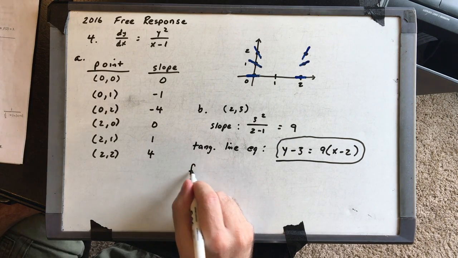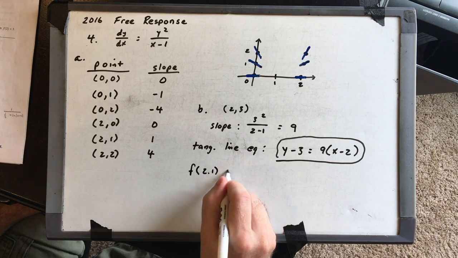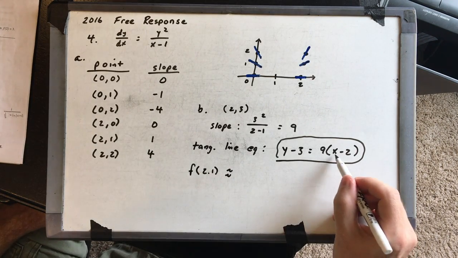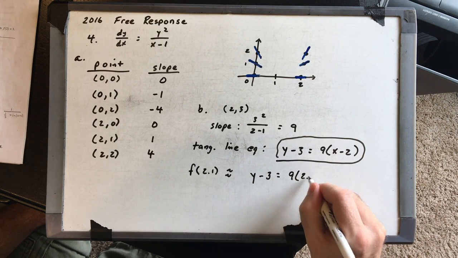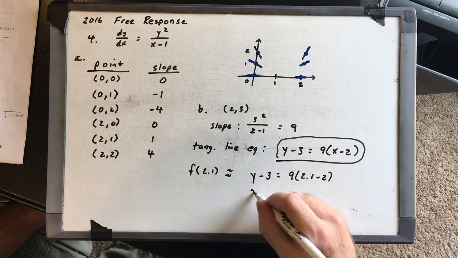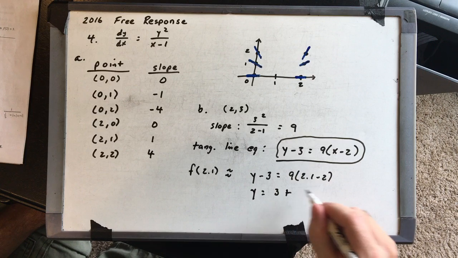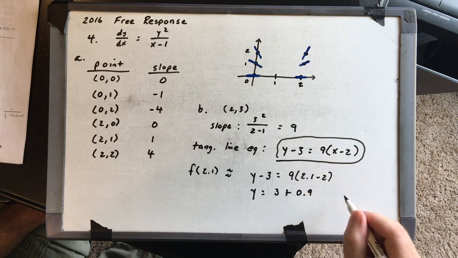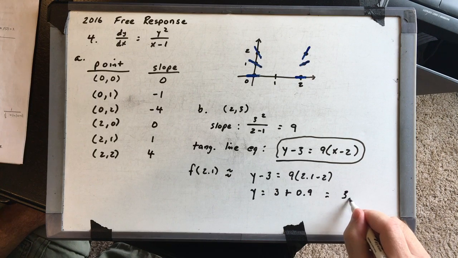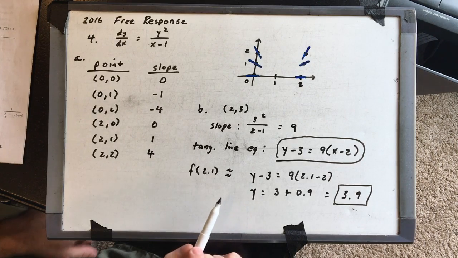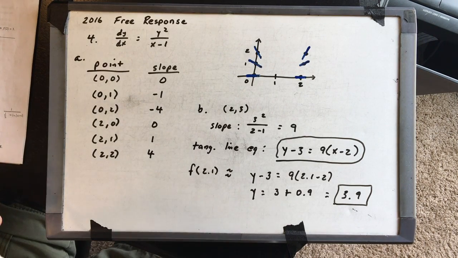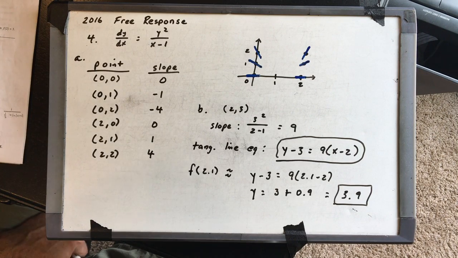And then to get your estimate at 2.1, you're just going to plug 2.1 in for x there. So that's y minus 3 is equal to 9 times 2.1 minus 2. So y is equal to 3 plus 0.9, right? And so that's 3.9. Okay, so this part A and part B, you have got to get this. This is one you can get fast. You've done this a lot in your homework problems this year. You're just all over this.